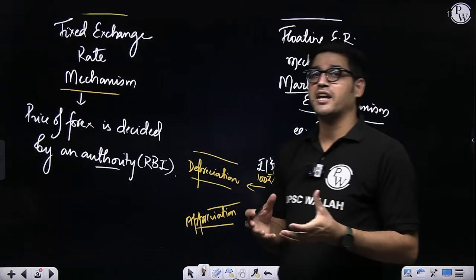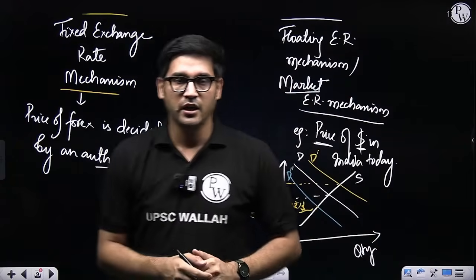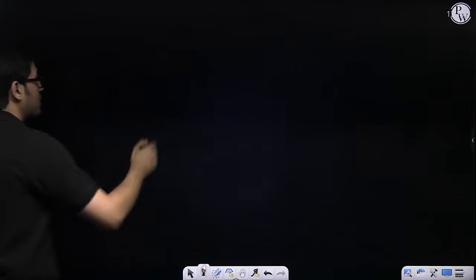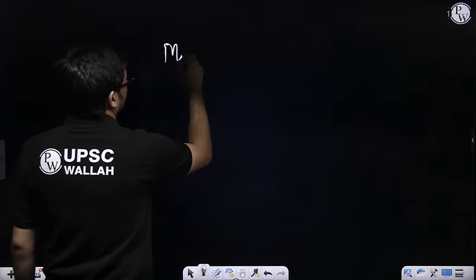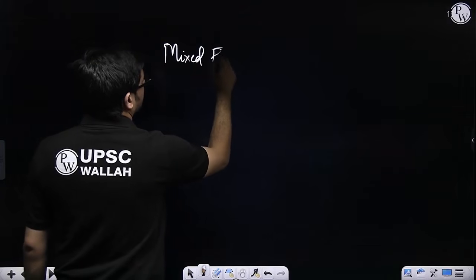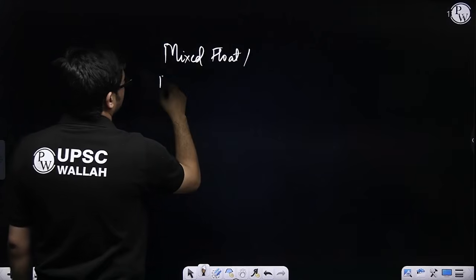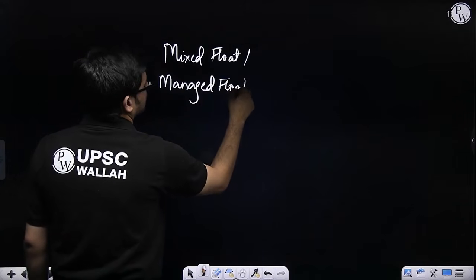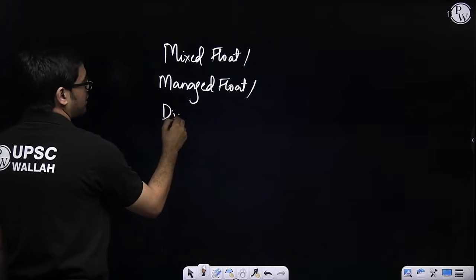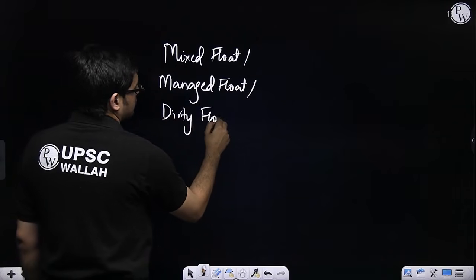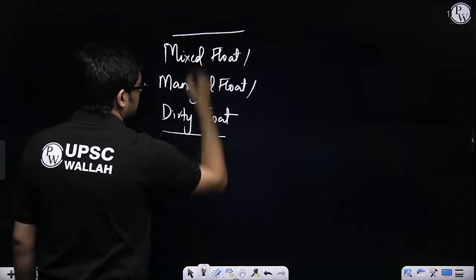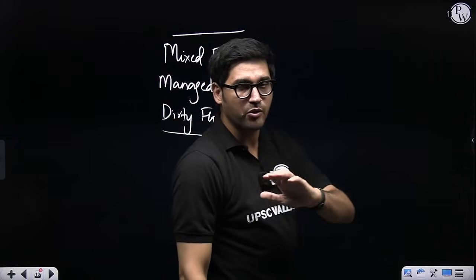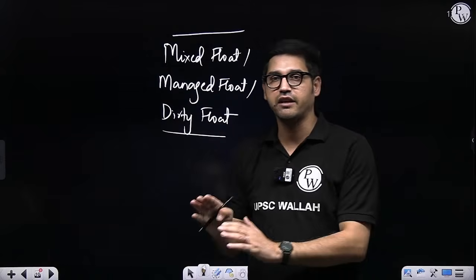Now, what kind of a mechanism does India follow? India follows a mix of the two. This mix is what is called mixed float. You may also want to call it managed float. You may also want to call it dirty float. Typically, the words used are managed floating exchange rate system or dirty floating exchange rate system.